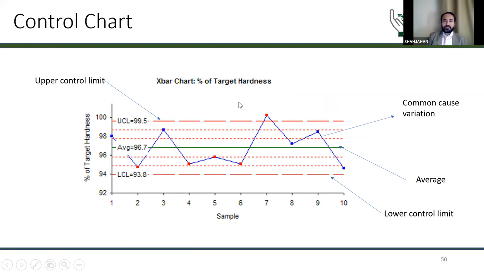This control chart is an example of the target hardness of a tablet. We have a machine in the industry and we are preparing tablets. So how much should the hardness of the tablet be?